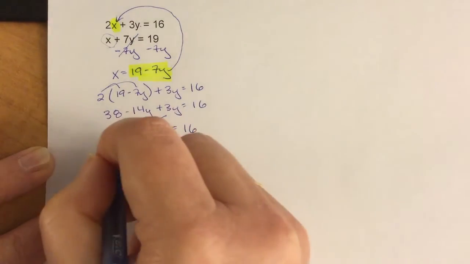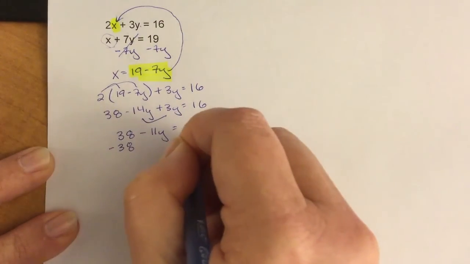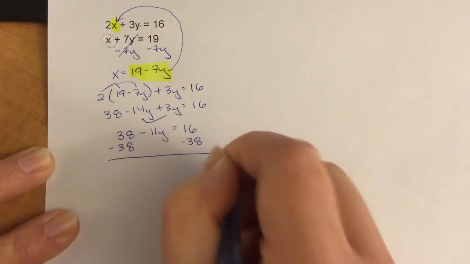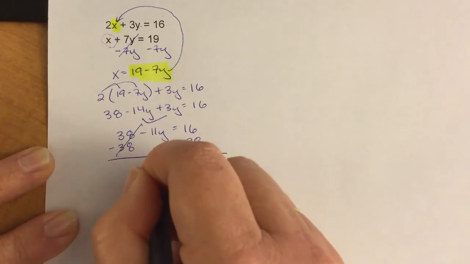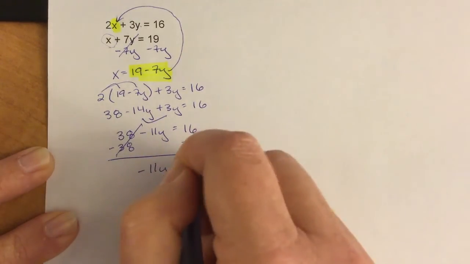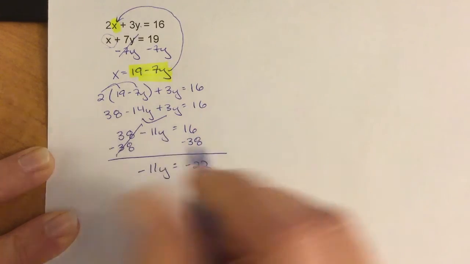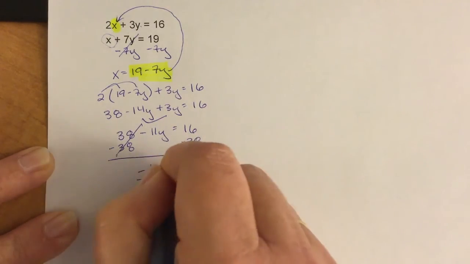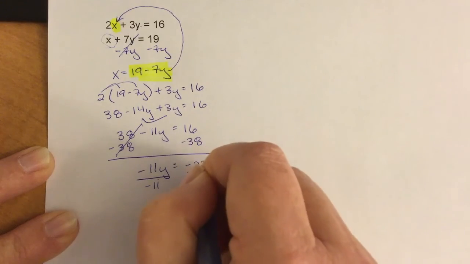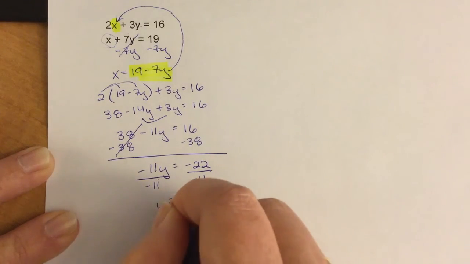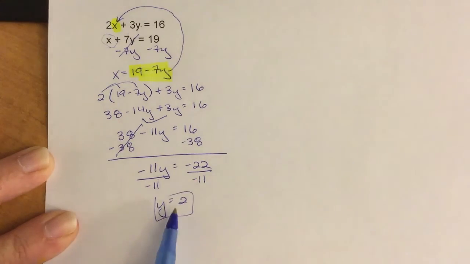I need to subtract the 38 from both sides. So that goes away, and we've got negative 11y equals negative 22. And now I need to divide both sides by negative 11. So y equals 2. Again, we're only halfway there. We've got our y, but we still need the x.